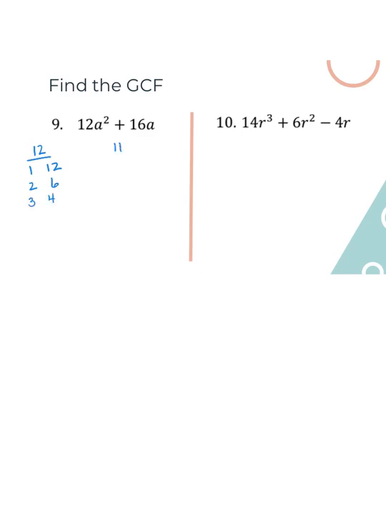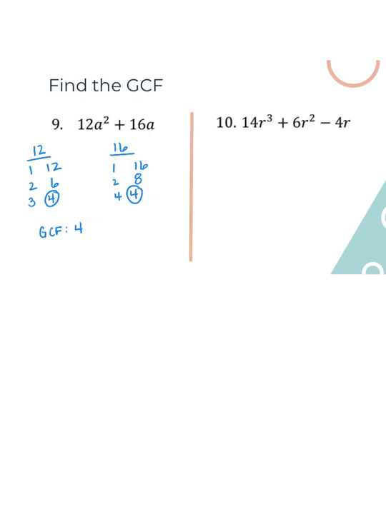Okay, now I'm going to find my factors of 16. I know 1 times 16. 2 times 8. 3 won't go into 16, but 4 times 4 goes into 16. When I look at that, the numbers, that's the greatest common is 4. So my greatest common factor is 4 for my number, okay?